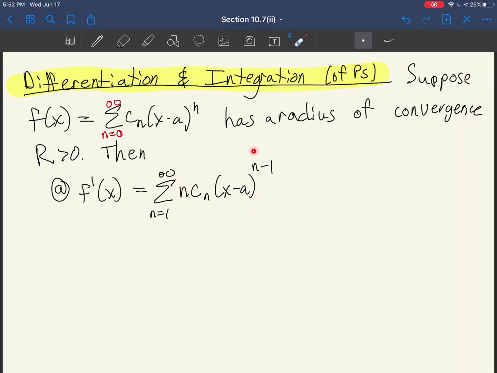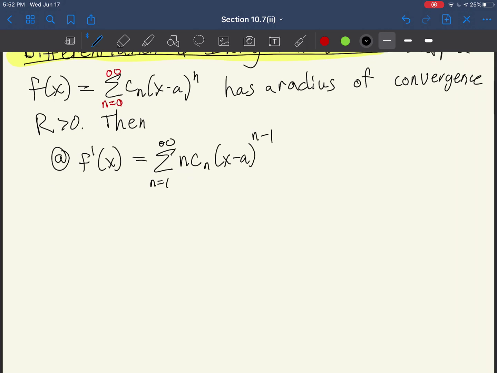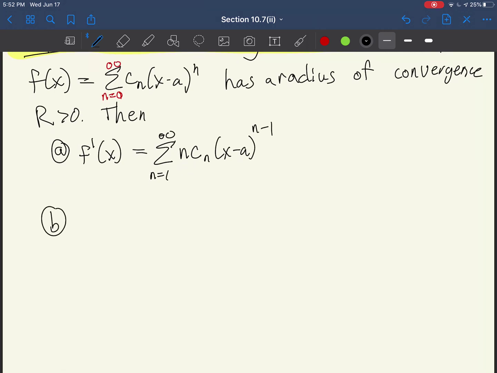So emphasizing here, when you differentiate the power series, all we're doing is we're differentiating it term by term. But when you differentiate the constant term, you get 0. So we're going to lose the constant term. That's why we go from starting at n equals 0 to starting at n equals 1.